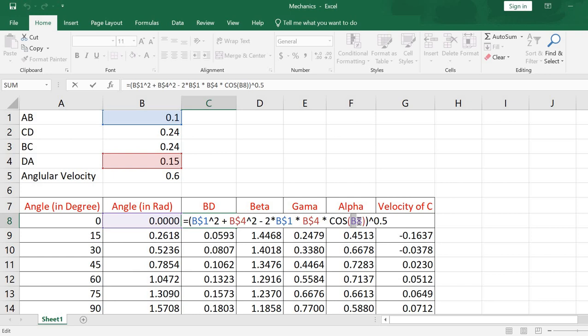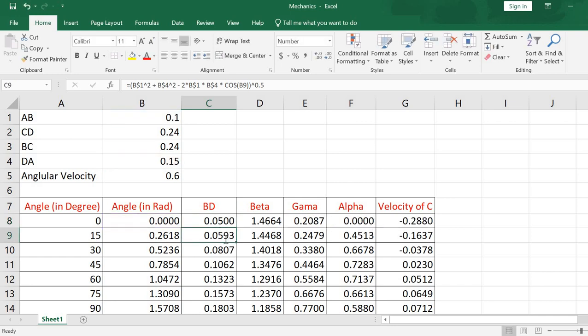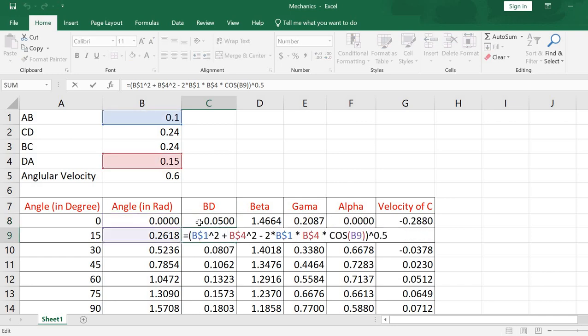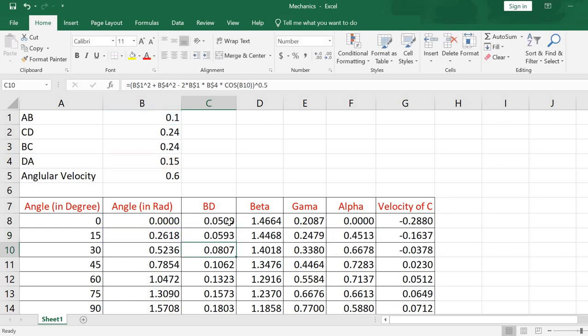So here we don't need to use that dollar sign actually, because when we are dragging that, it should change automatically. For an example, if I look at this, it has changed to B9. But here, as you can see, the values of B4 and B1 are not changing. So we don't need to use the dollar sign over here. So from that, if you drag that, you can find the value of BD. So now we have found the value for BD.